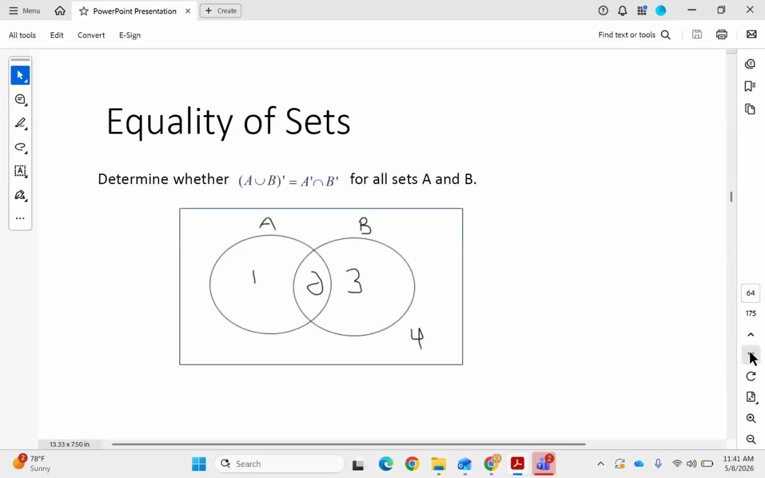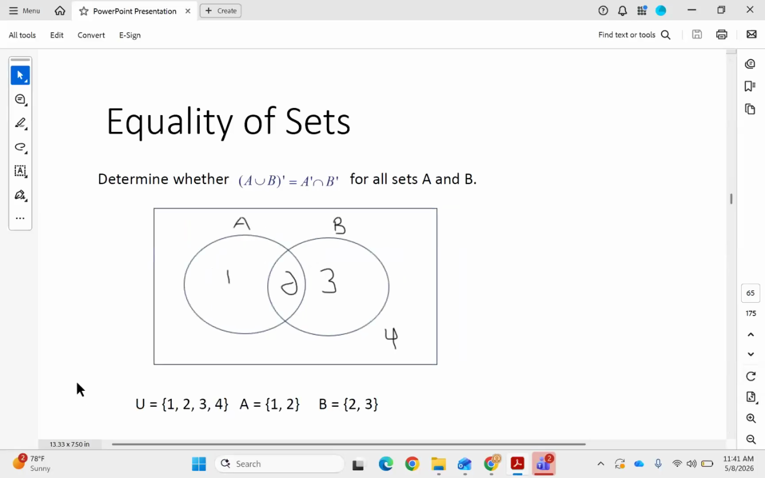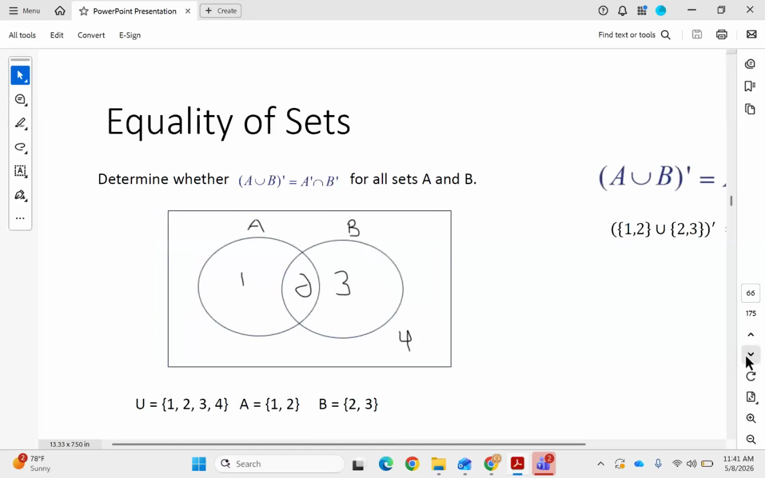This is actually the same one, but now instead of using Venn diagrams, we're going to use numbers. So the universal set has numbers 1, 2, 3, and 4. A has 1 and 2, B has 2 and 3. And we can see that 2 is in the overlap, and 4 is outside.